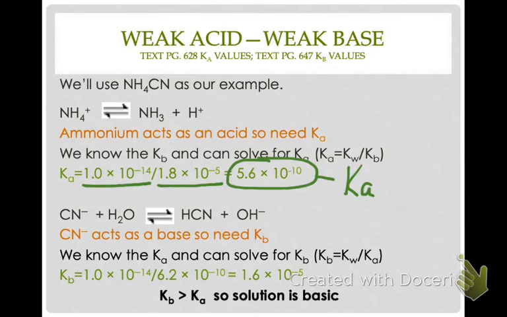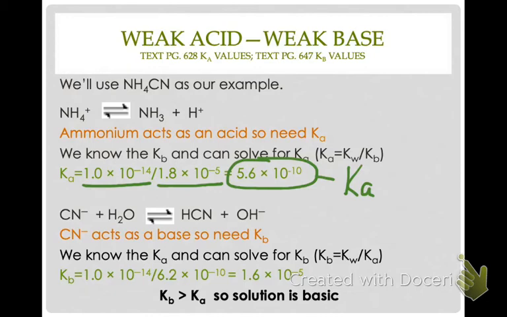And the reason I did that, again, is because ammonium is acting as an acid in solution and donating a hydrogen ion to this solution. So that's why we solved for Ka. Now we'll take a look at the cyanide ion.